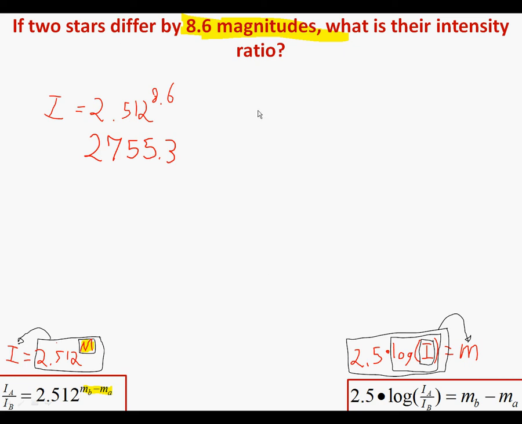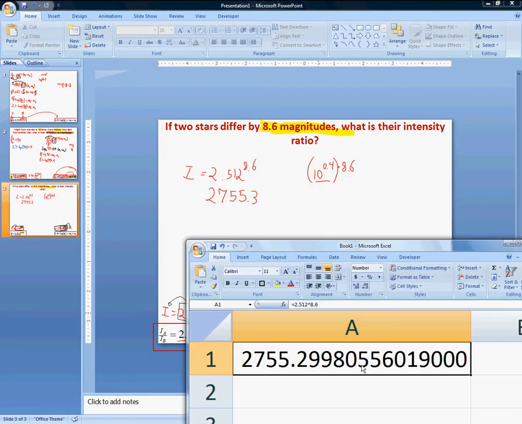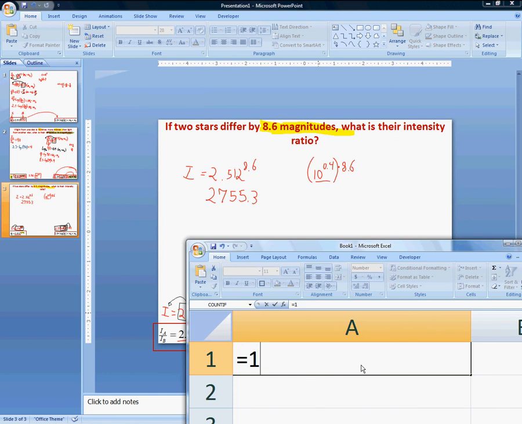So let me just do it my other way, which I'm actually more comfortable with anyway. 10 to the power of 0.4 times 8.6. For those who don't know, 10 to the power of 0.4 is the same thing as 2.512. They're equivalent. So I do 0.4 times 8.6 first, then take all that to the power of 10. So let me use my handy dandy calculator. I'll get the same thing. So that's 0.4 times 8.6.